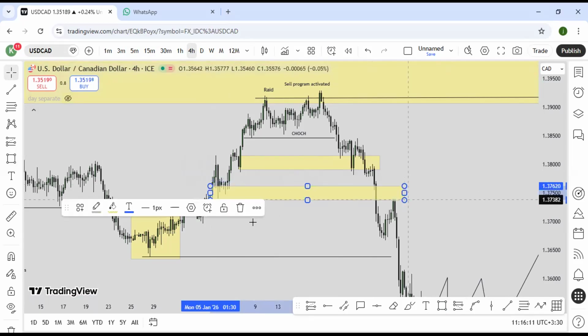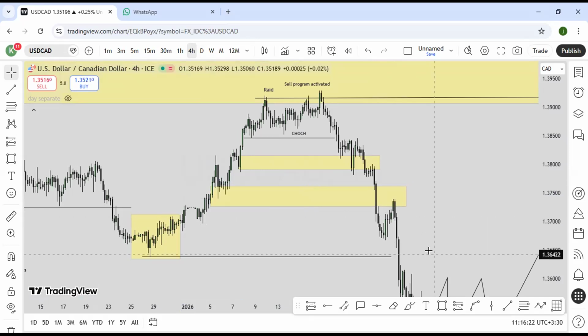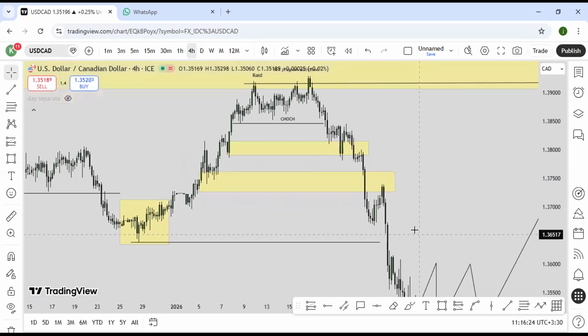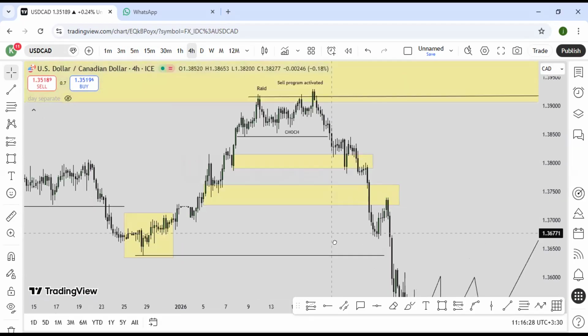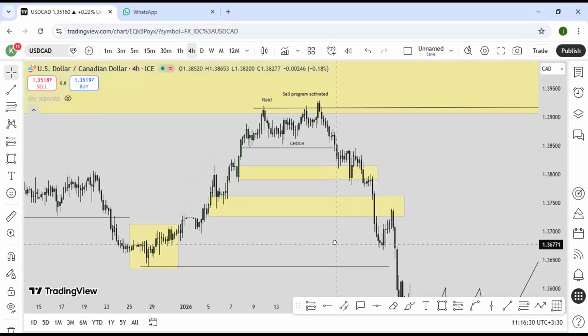Or you can even use this one alone. You see this low and this high, it creates a fair value gap like this. So price came back, gap, then it dropped. Until we reach here, it shows the move is finished. And that's how we trade a market maker model.